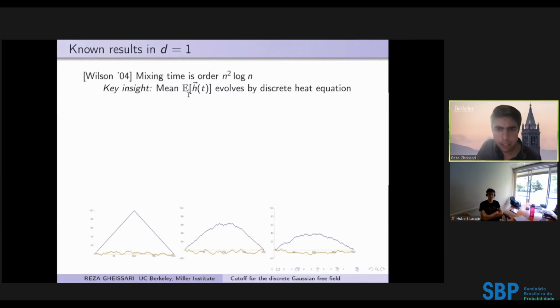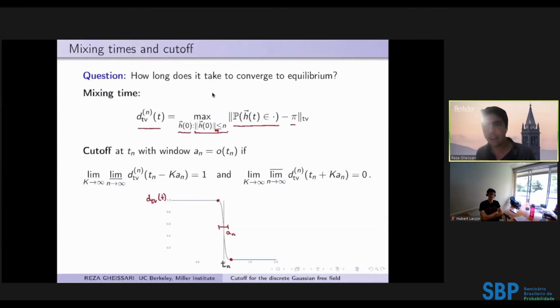Sorry, somebody asked, what is the size of the box for the DGFF? Yes, the size of the box is n. So I'm looking at a box of size n by n by n, or n by n, and I'm also taking my maximum initialization to be of order n.